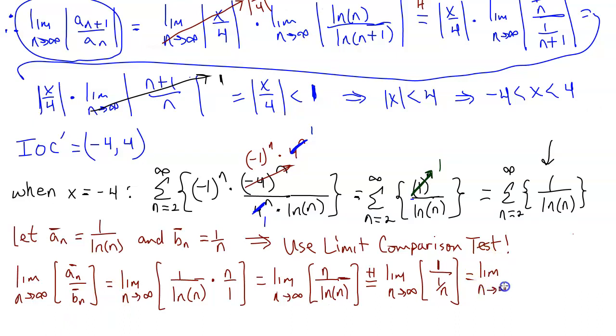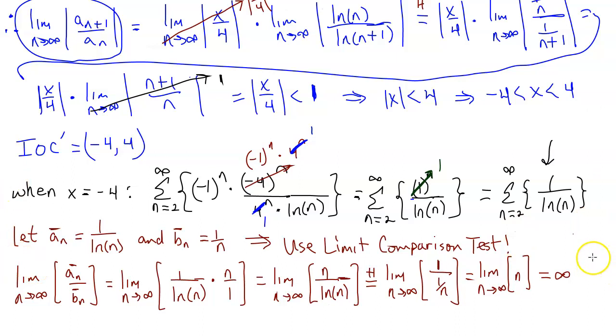And this just ends up being the limit as n approaches infinity of n. And of course, that's just going to go to infinity, which basically tells us that we have a situation here where our series is going to end up diverging.